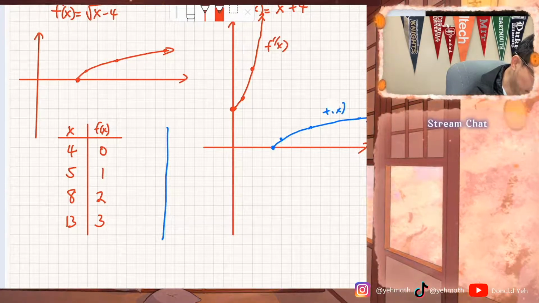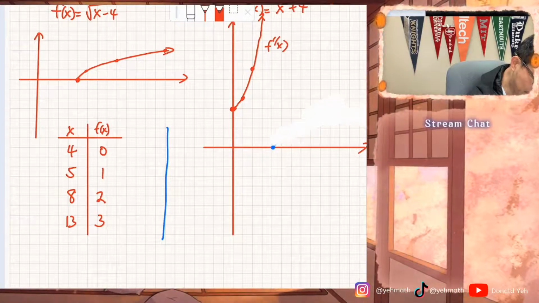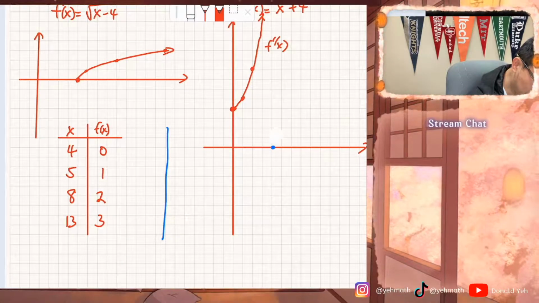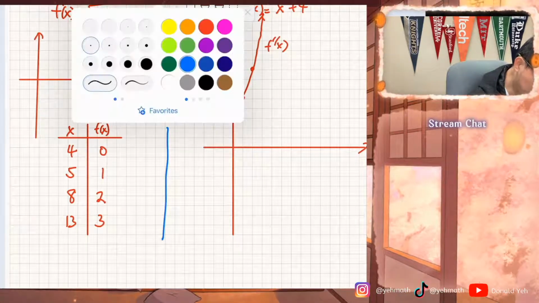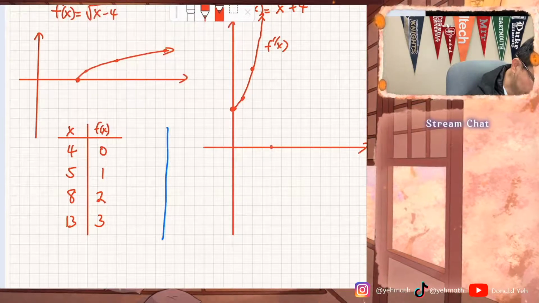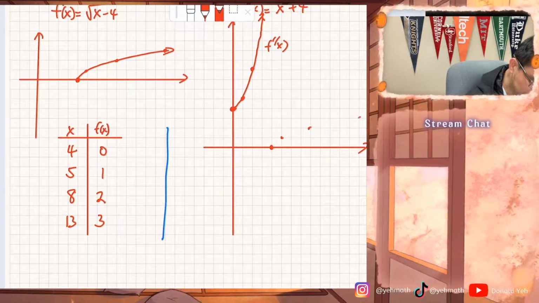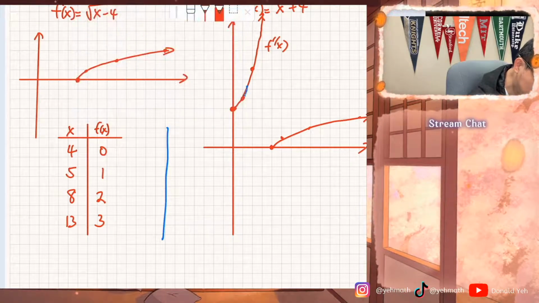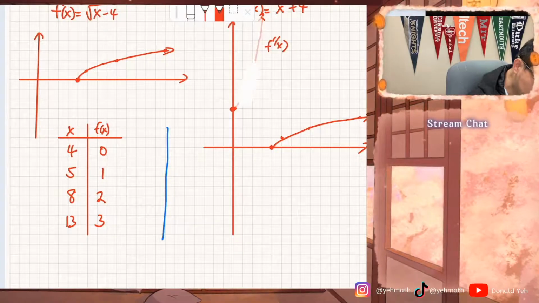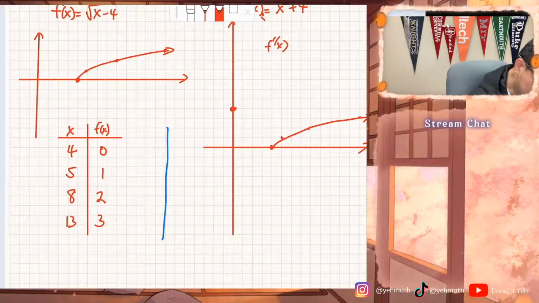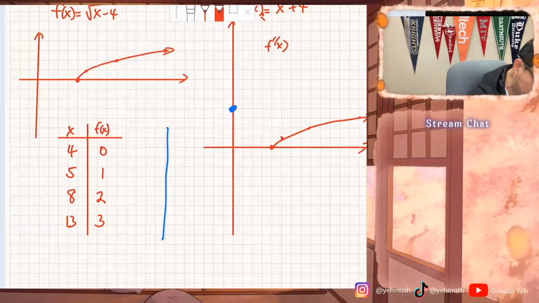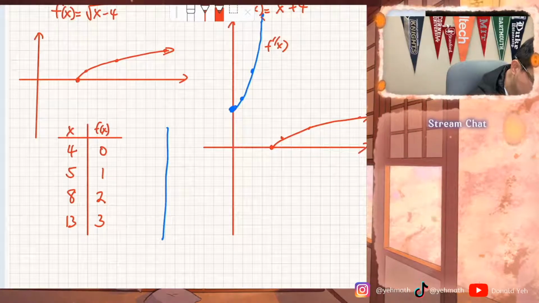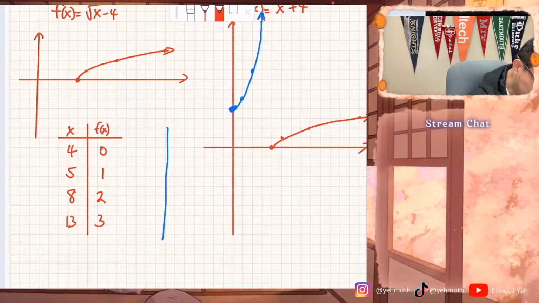I should do this as red. Sorry, that was my bad judgment. So I should do this as red and the other one's blue. Red. And this one should be blue. And then that way you can see the difference.